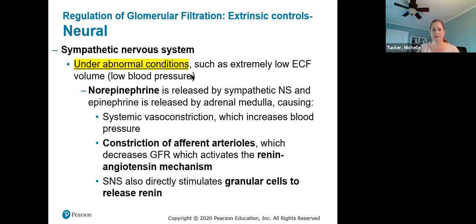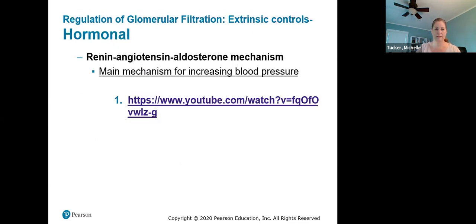Whereas sympathetic stimulation is going to result in a decrease in urine formation and a shunting of blood to other systems. Okay.